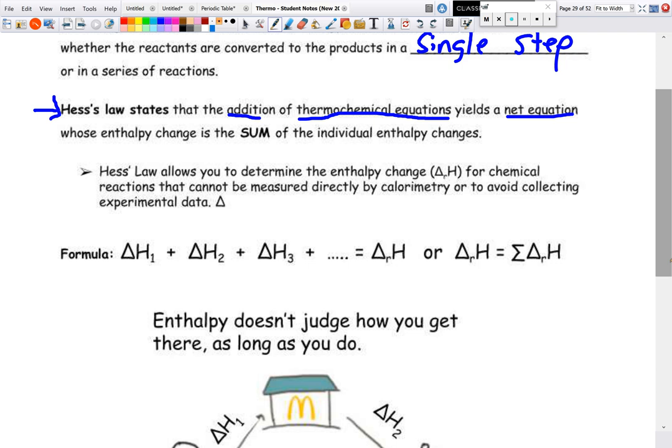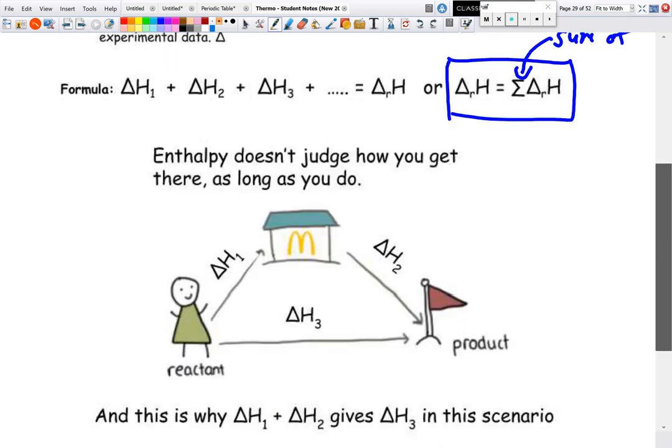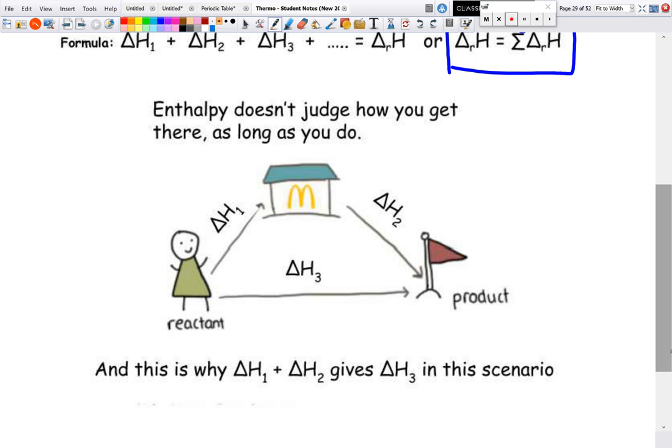Now that just translates into this. Remember, the change in enthalpy is equal to the sum of all the enthalpy changes in a reaction. And remember, this sigma means the sum of, for those of you who haven't seen that in math for a while. This little picture right here is one that I came across, and it is true: enthalpy doesn't judge how you get there, as long as you do.